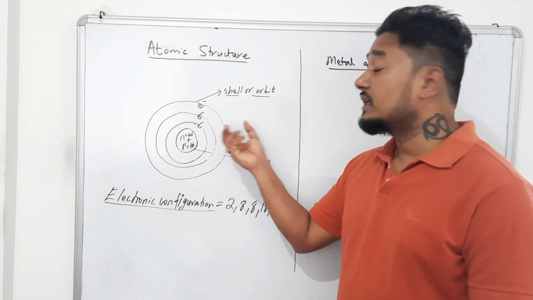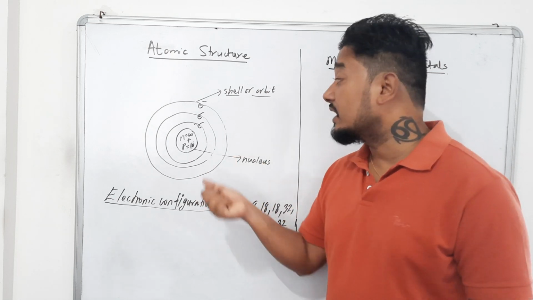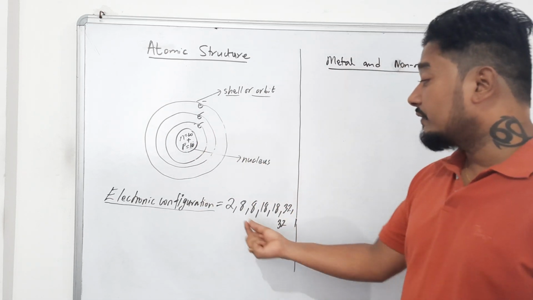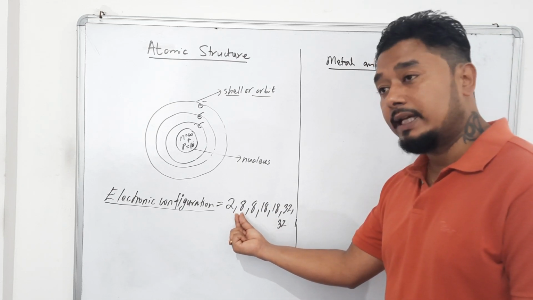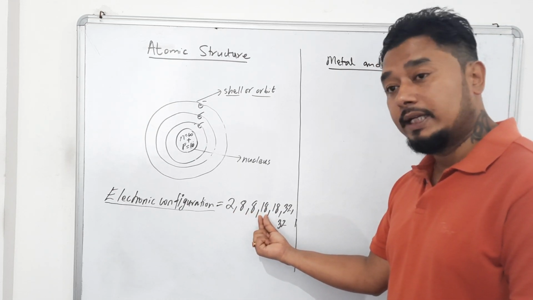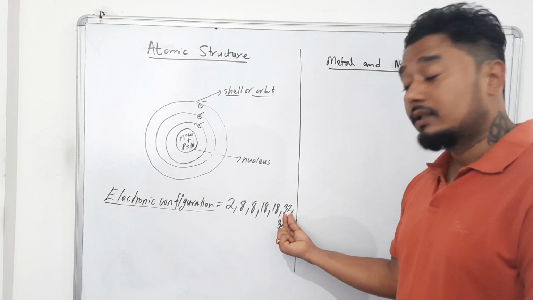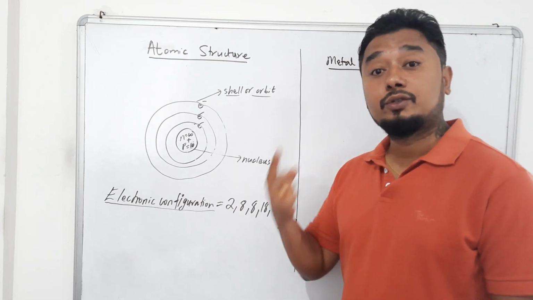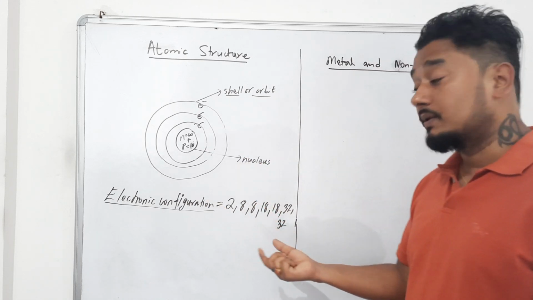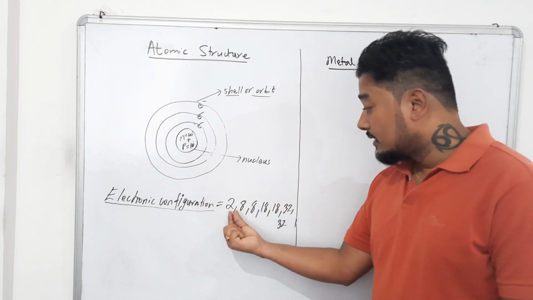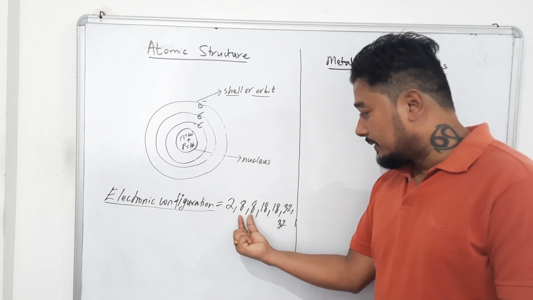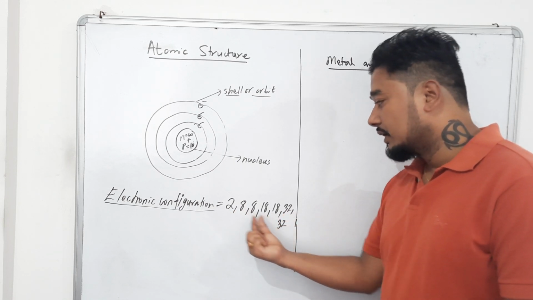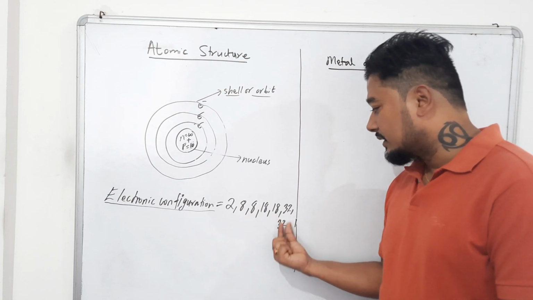Whenever you fill up the electrons, students, you cannot fill them randomly in the shells. You need to know the numbers. So how to fill up? First shell 2 electrons, second shell 8, third shell 8, fourth shell 18, fifth shell 18, sixth shell 32, seventh shell 32. So 2, then double 8, double 18, and double 32. Very easy to remember.